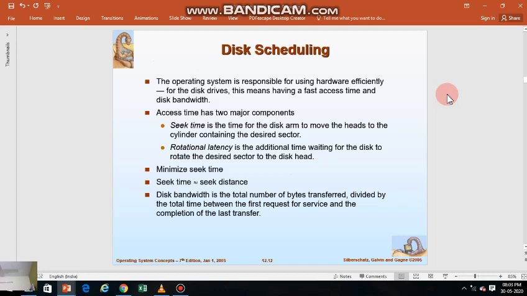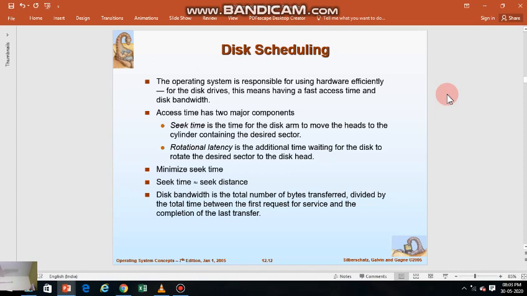An input output request issues a system call to the operating system. If the desired disk drive or the controller is idle, then the request is served immediately. But if the device is busy, then the request for the service will be placed in the queue of pending requests. When a request is completed, the operating system has to choose which pending request to service next.